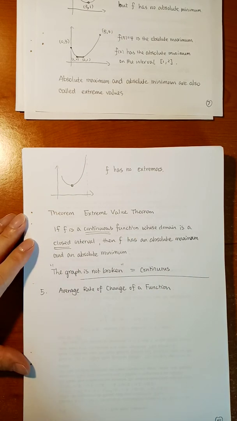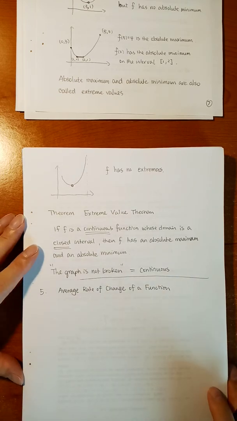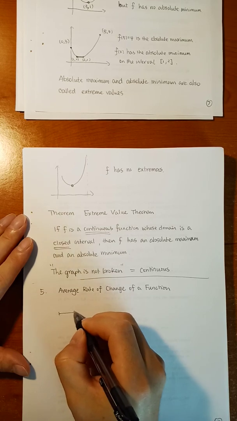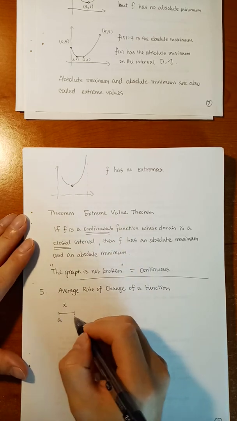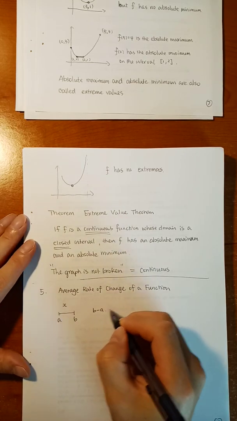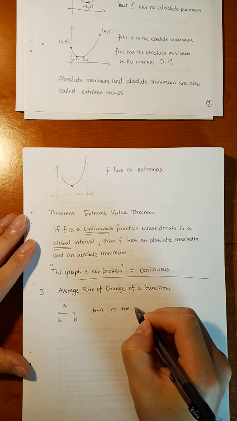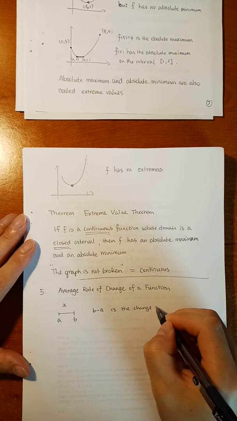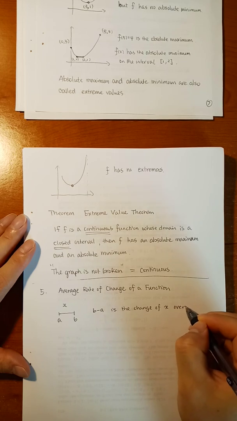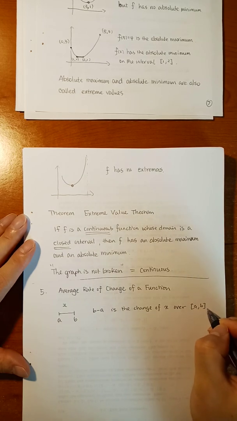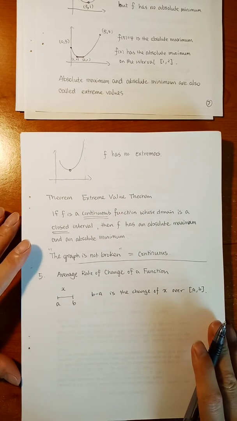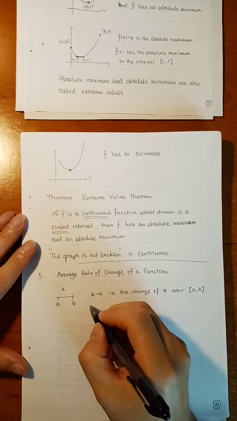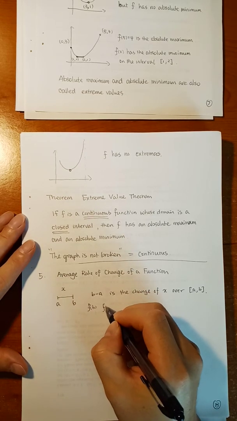Change means use the new value minus the original value. That's a change, right? So when you have an interval AB, if it's about x, what is the change over the interval? That's b minus a, from the initial value to the terminal value, okay? And the corresponding y values will be f(b) and f(a).